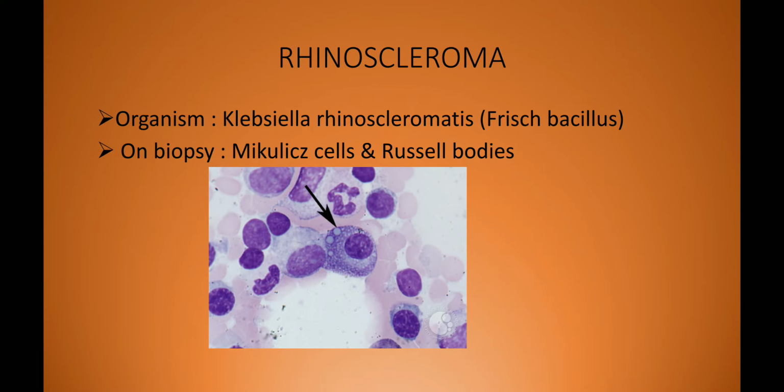Now two important points about another infection, rhinoscleroma. It is caused by Klebsiella rhinoscleromatis, which is also known as Frisch bacillus. And on histopathology, Mikulicz cells and Russell bodies are seen. This is an image-based question of Russell bodies.